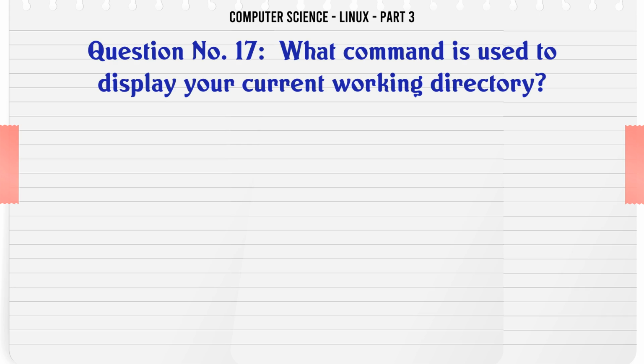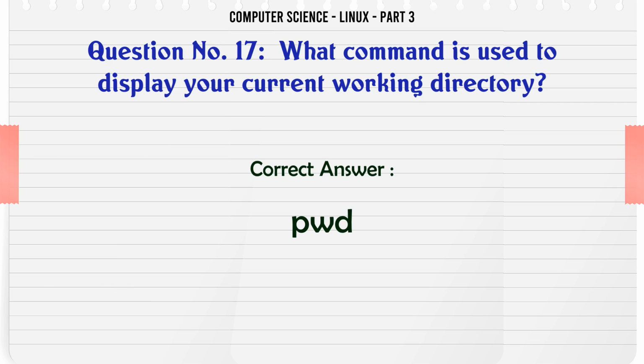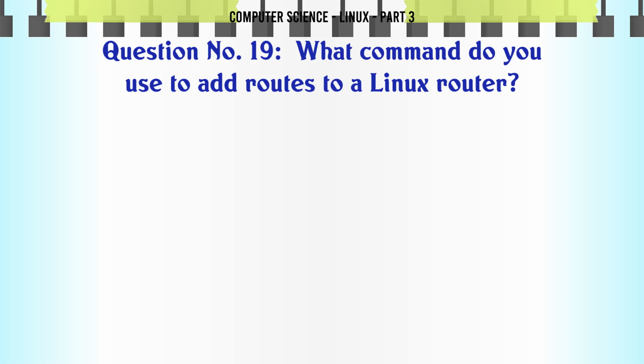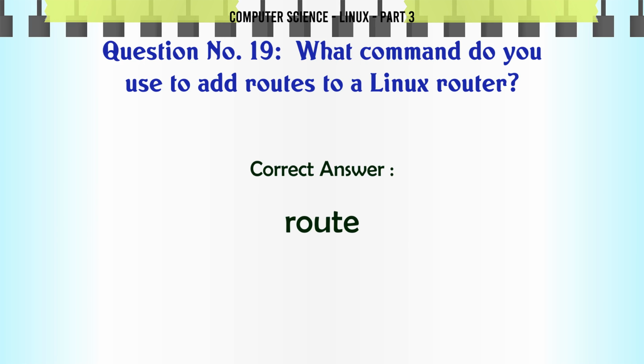What command is used to display your current working directory? A. path. B. pwd. C. prompt. D. dir. The correct answer is pwd. What command is used with the vi editor to move the cursor to the left? A. h. B. k. C. j. D. l. The correct answer is h. What command do you use to add routes to a Linux router? A. add route. B. route. C. netstat. D. net. The correct answer is route.